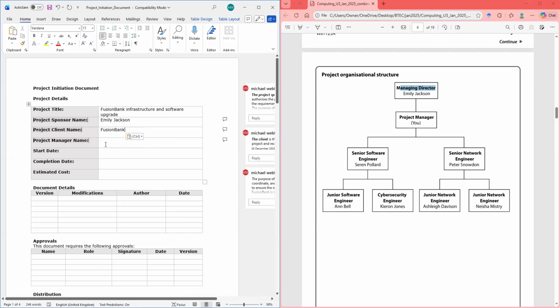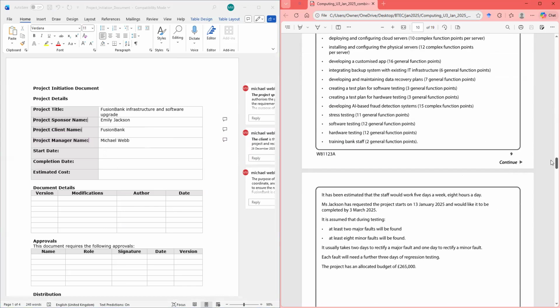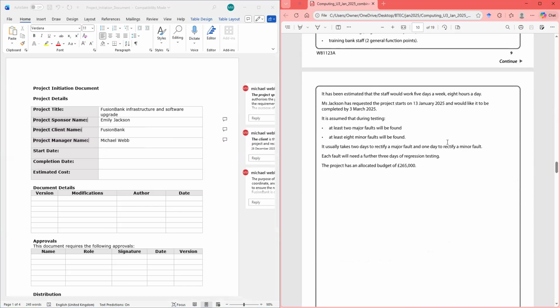All right. Project manager's name would be me. The start date of the project. I've read it before, as I told you, so I know where to find my start date, which would be at the bottom here. The start date of the project would be the 13th of January. And we did establish that before when we were doing the Gantt chart. So I just copy it and I would just paste it.